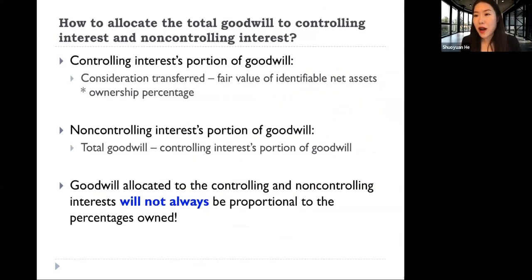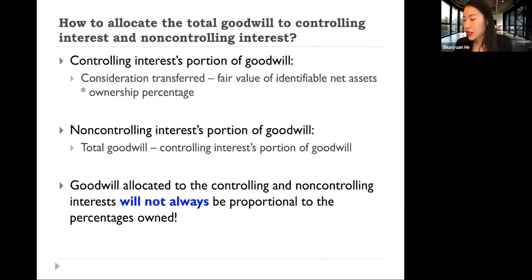We talked about how to calculate total goodwill, and now we are going to talk about how to allocate total goodwill between controlling and non-controlling interest. So let me just draw a brief graph here.